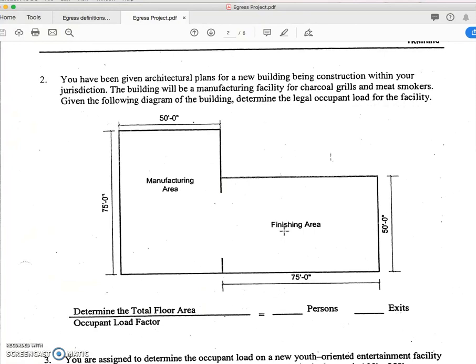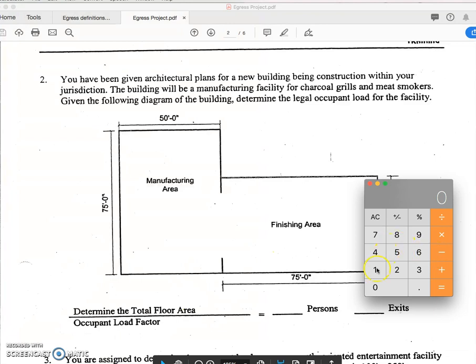Now, here's another thing. Let me do this part first. 50 times 75. Ooh, where'd my calculator go? Let me bring it back up here. There it is. 50 times 75 equals 3,750. But we've got 2 portions that are the same size, so times 2 equals 7,500. Now, what's the number we're going to divide that by?